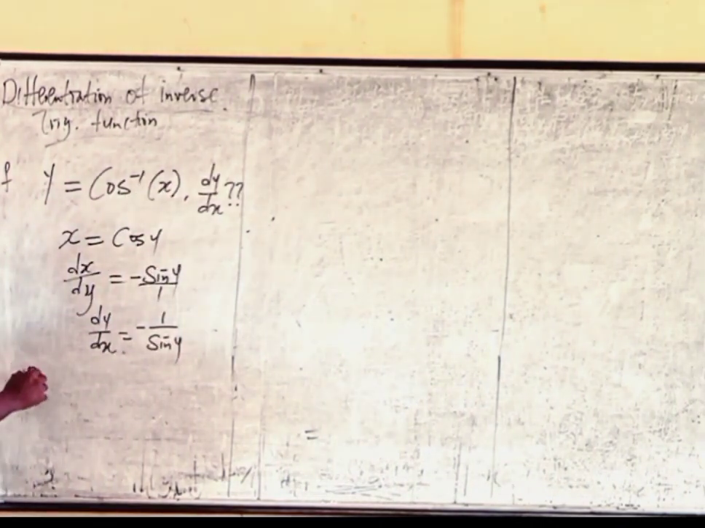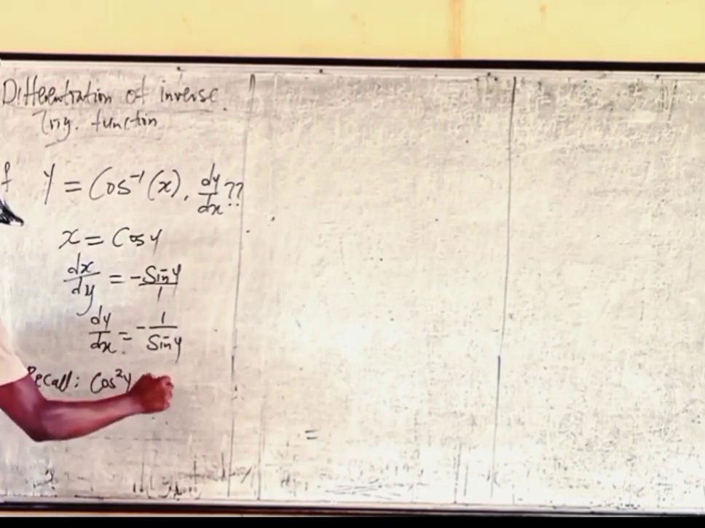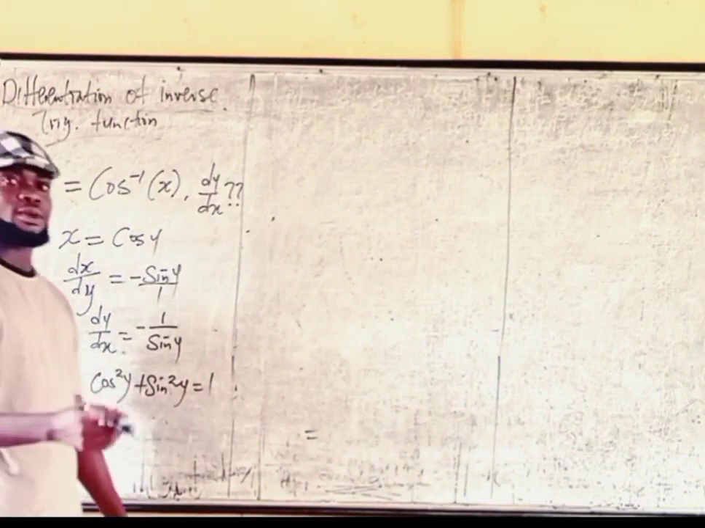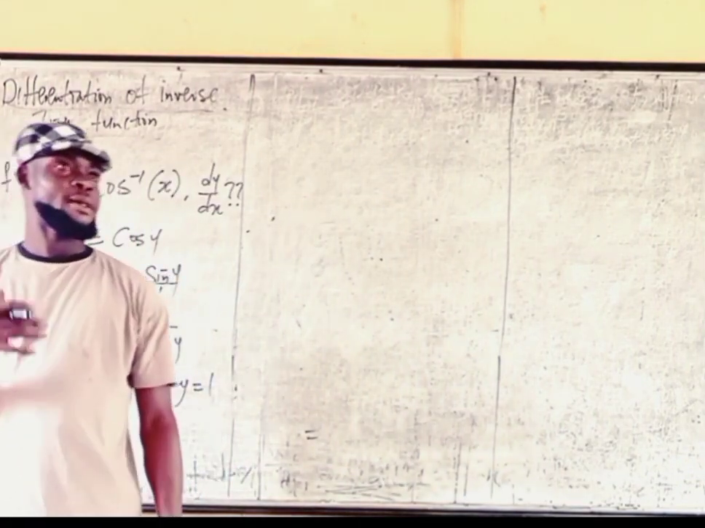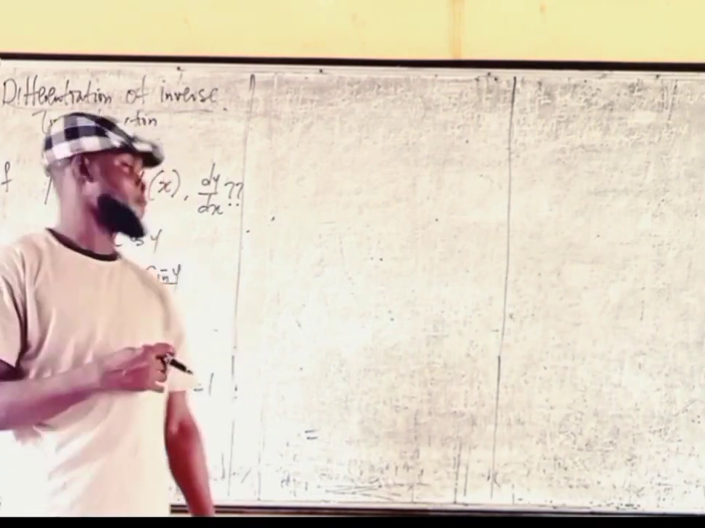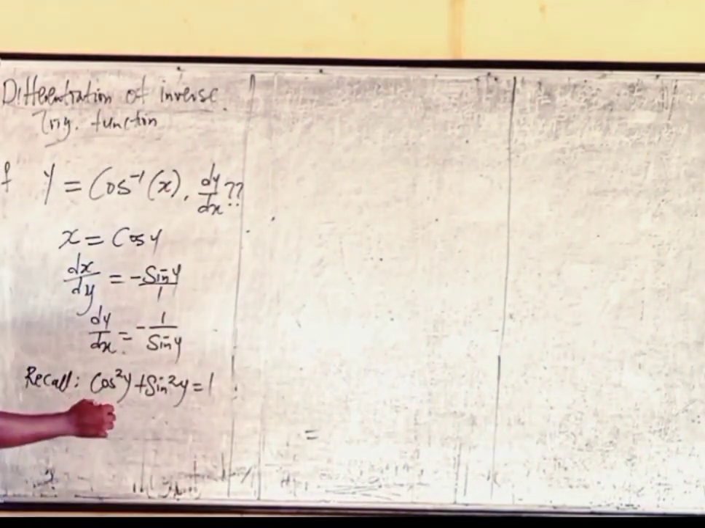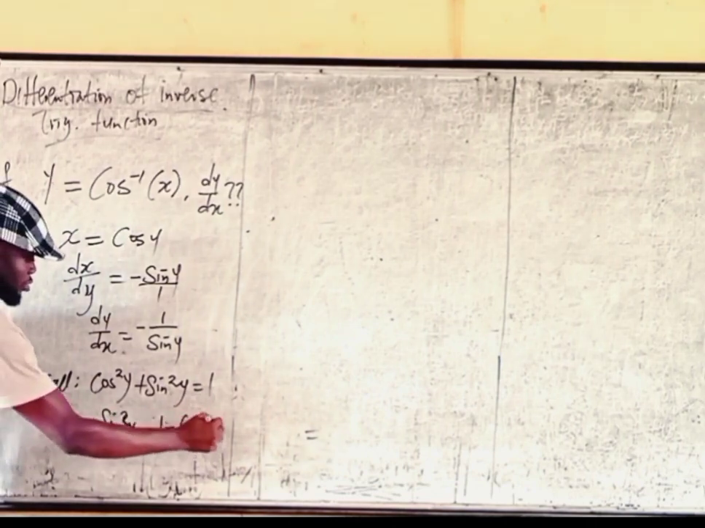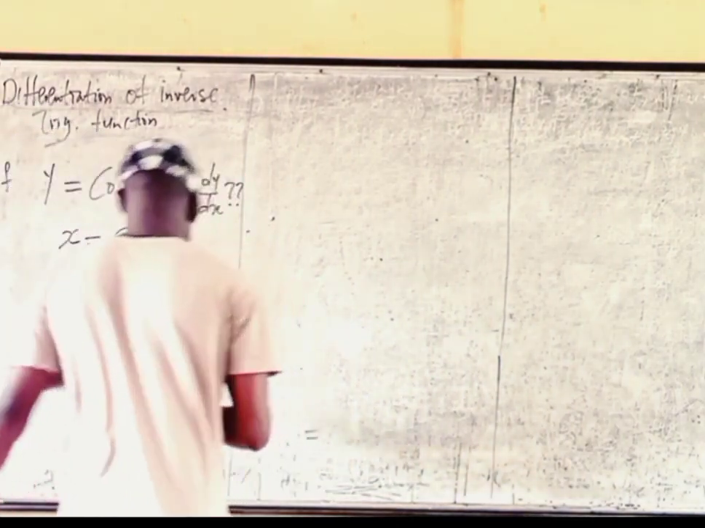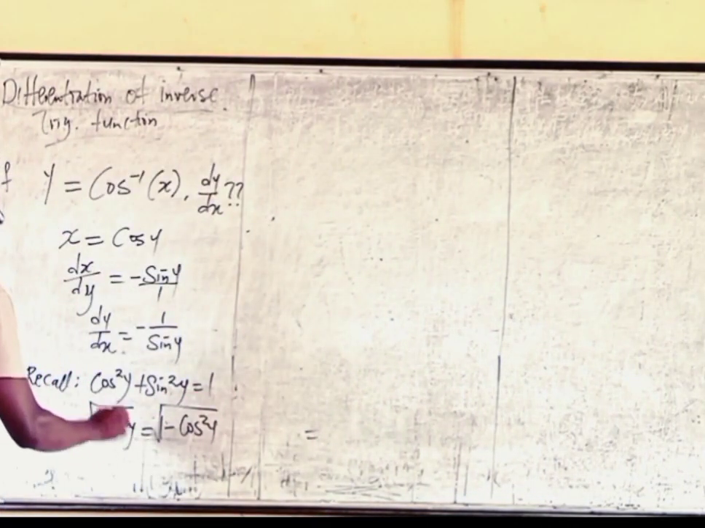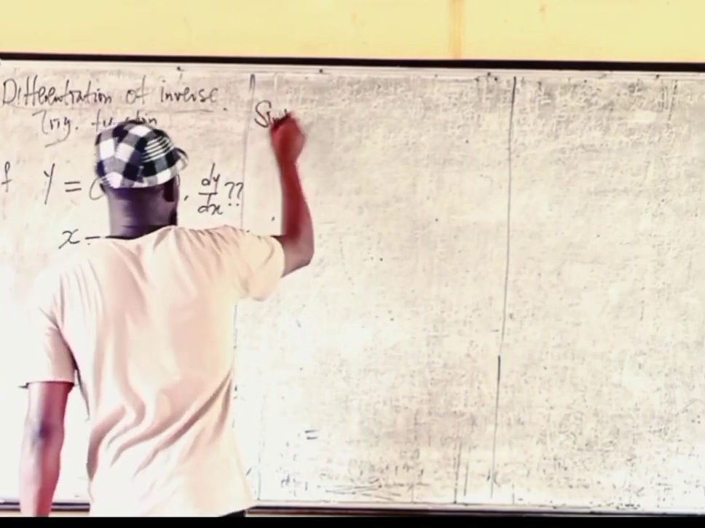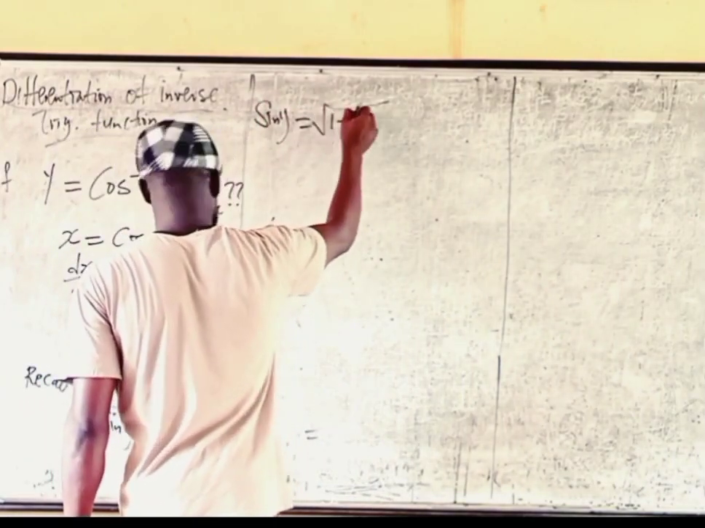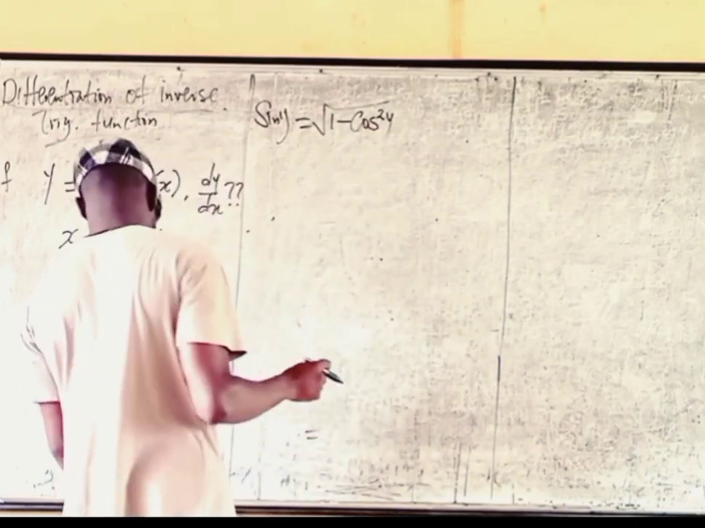So we have to recall from trig functions that cos square y plus sine square y is equal to 1. So the next thing, we're going to make sine the subject of the formula. Our sine square y will be equal to 1 minus cos square y. So that we take the square root of both sides, sine y will be equal to the square root of 1 minus cos square y.